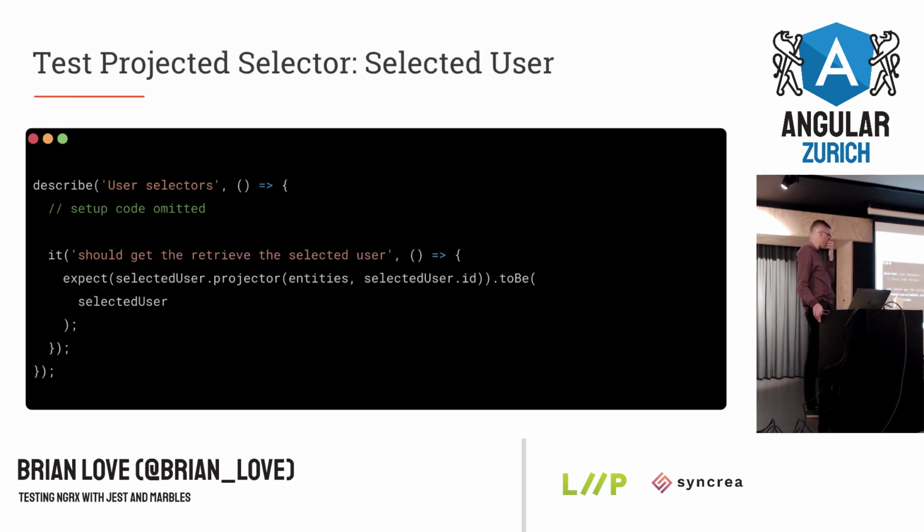But then here's where we actually want to test that we're retrieving the selected user. So when I've actually got a selected ID in NgRx and I've got my entities collection, I'm going to use that selected user, invoke that projector as well. And this time, I'm going to provide that entities dictionary that we saw a couple slides ago. And then I'm also going to provide it with that ID. And now we're going to assert that I actually get the selected user out of that entities collection.